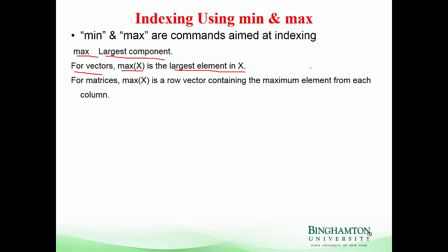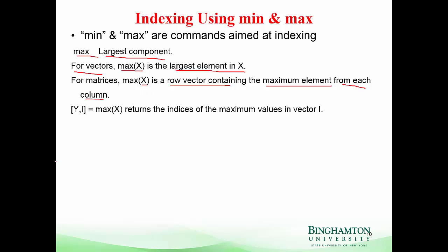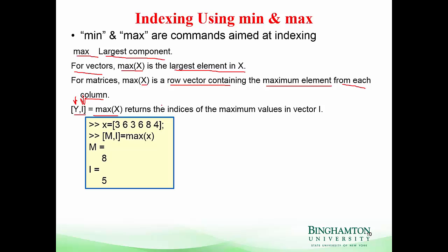And we'll see in just a bit how we can find out where that largest element actually occurred. For matrices, suppose x is not a vector but is a matrix. It's going to return a row vector that contains the maximum element from each column. We'll see an example in just a second of how that works. And then this is a more general version. If we call max and assign it to two different variables, the first one gives us the maximums, and the second one will give us indices. Let's see how that works.